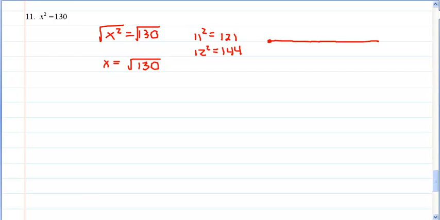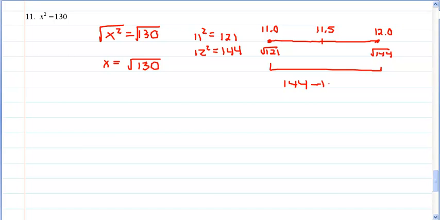So I make a number line, and I have the square root of 121 on the left, the square root of 144 on the right. The square root of 121 is 11.0, 144 is 12.0, and then in the middle I have 11.5. So if we take the difference between 144 and 121, we get 23, and then 23 divided by 2 is 11.5.